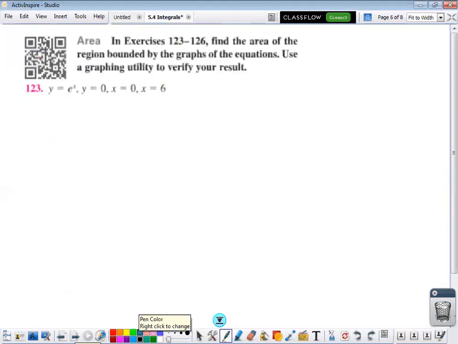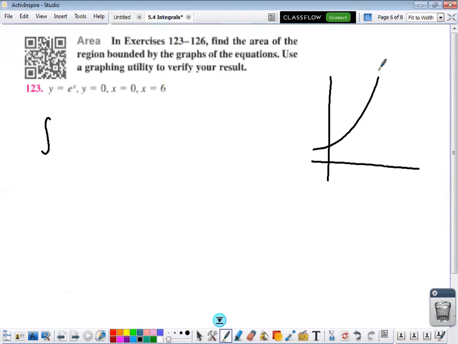All right, so this is another area problem. Find the area of the region bounded by the graphs of the equations. Use a graphing utility to verify your result. You obviously don't have to do that because we don't allow graphing utilities, but you could just draw a graph of e to the x. So we know it looks like this. You're looking at x equals 0 to x equals 6. So we can just approximate our 6 right there. So we're looking at finding this area.